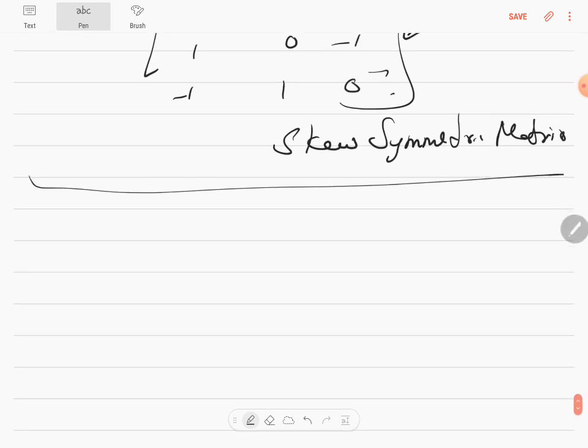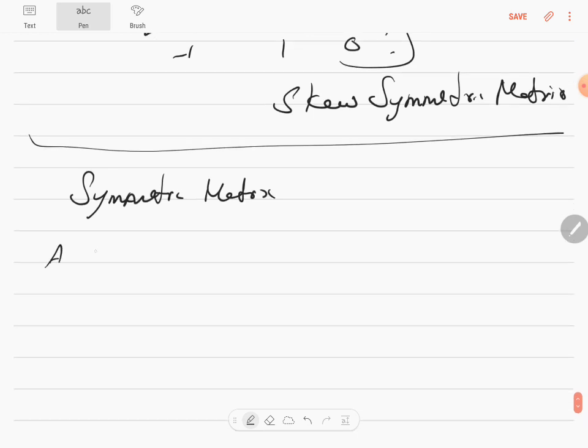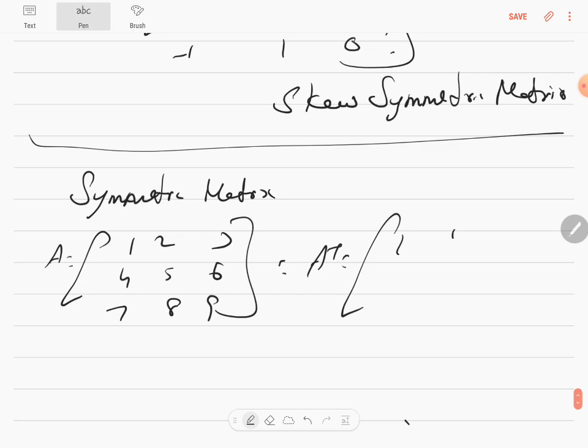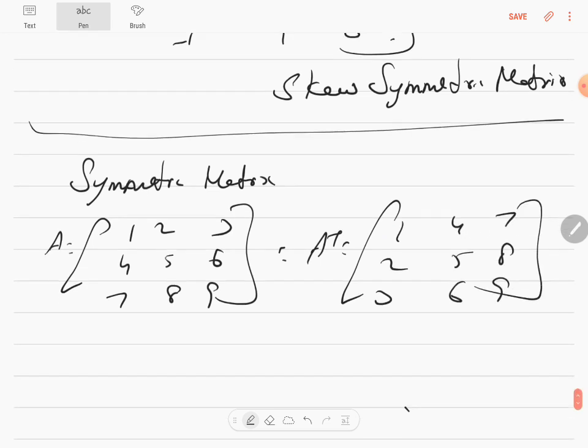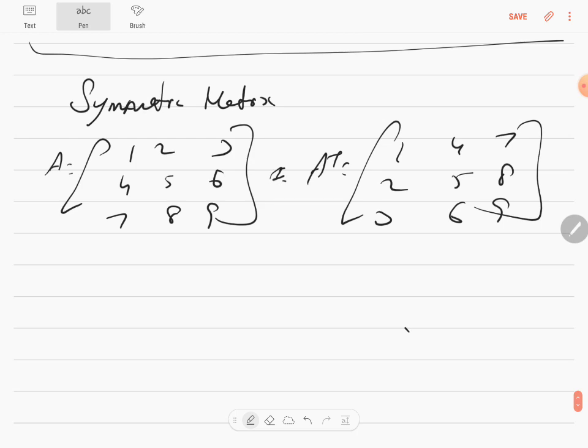If they ask you to randomly write a symmetric matrix in the exam, you know what you should do? Take a matrix such as 1, 2, 3, 4, 5, 6, 7, 8, 9. Transpose it, okay? 1, 4, 7, 2, 5, 8, 3, 6, 9. You're getting different numbers when you transpose, correct? But you have to form a symmetric matrix. Just do A plus A transpose.